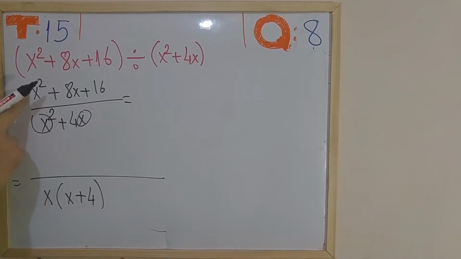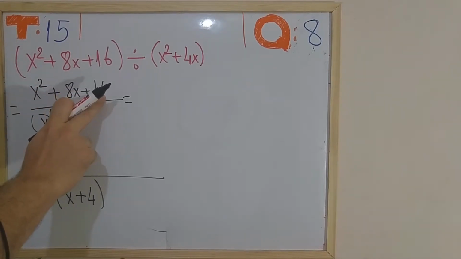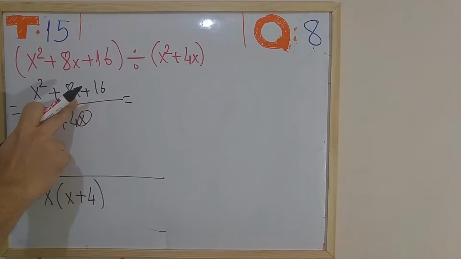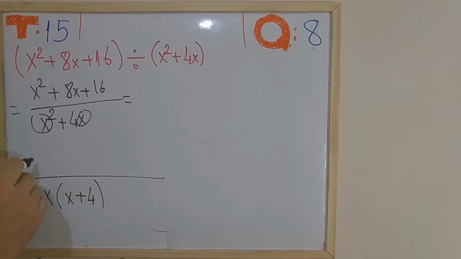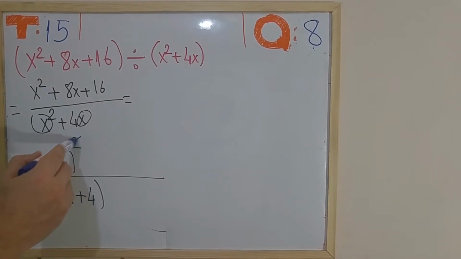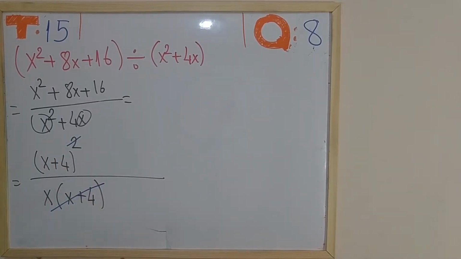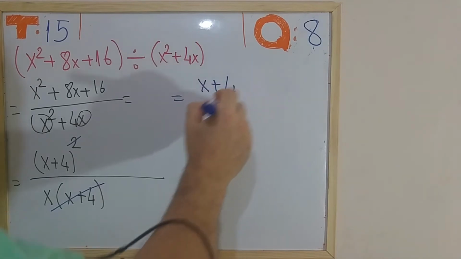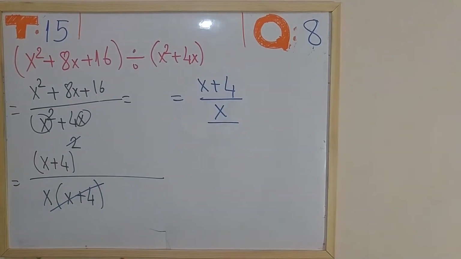How about the numerator? Probably you had seen that there is 16 here, which is the square of 4, and I have 8x here, so this is twice of 4x, so this means that this is the square of x plus 4. Now what I need to do is to simplify this equation, as I already have two x plus 4's here. One of them will cancel out with the one in the denominator. So what I will have is going to be equal to x plus 4 divided by x. This is the result.